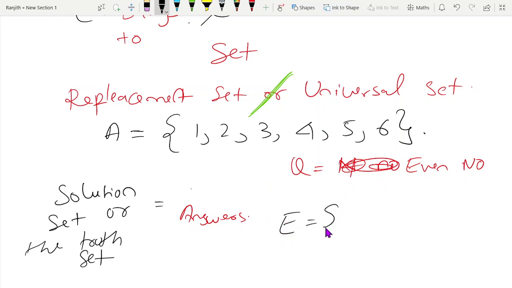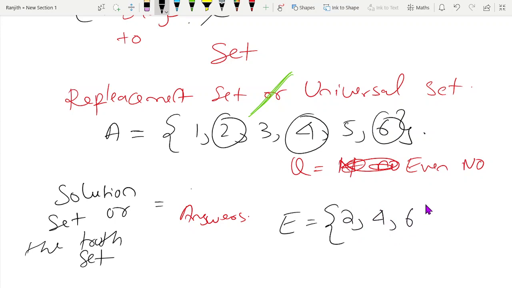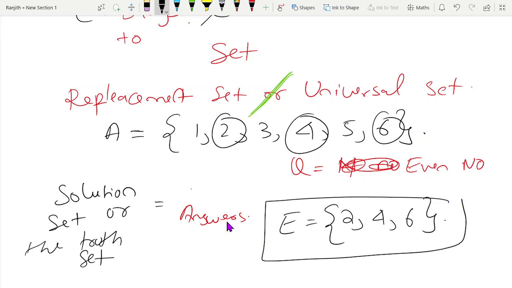Open the bracket. What are the even numbers here? 2, 4, and 6. So what do you call this set? The answer which we get is the solution, right? The solution or truth set. So the replacement or universal set is the question. Remember it like that: it's a kind of question set. All the numbers will be present, and from that, whatever answer you pick out, we call it the solution set.